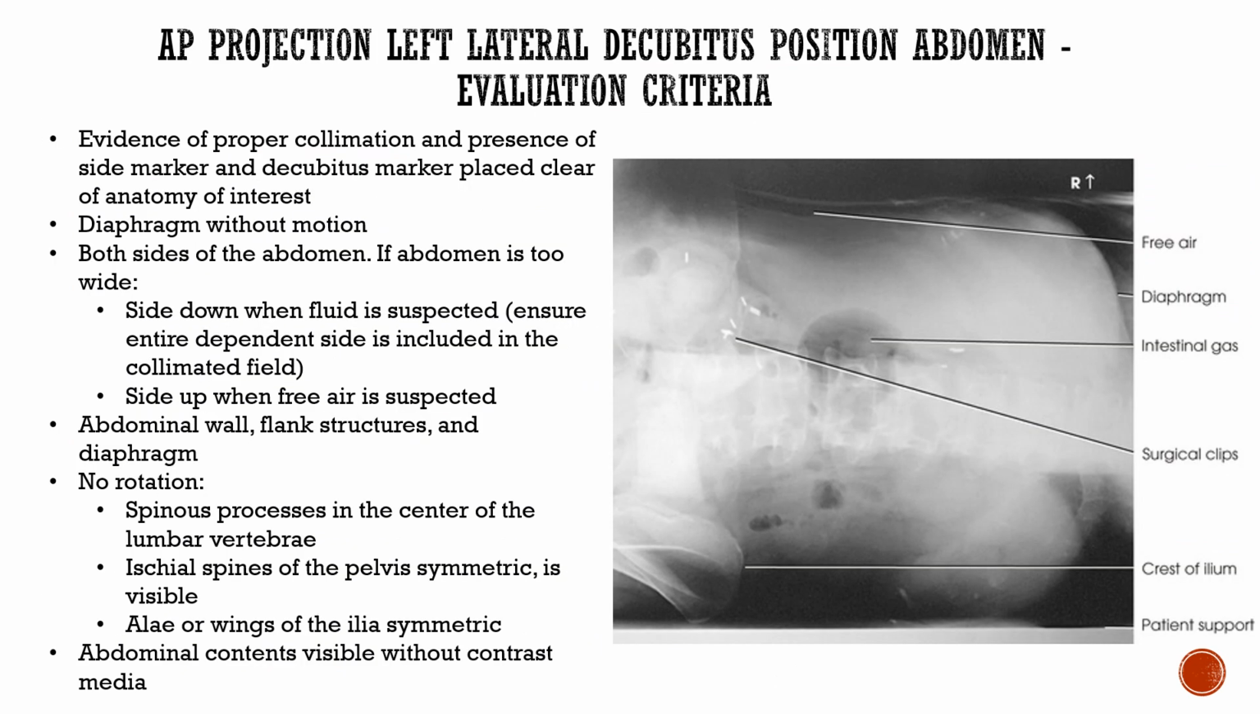And so here's an image showing free air in this patient. This is something that we're going to see over the liver. This is something that's not normal. That's a pneumoperitoneum. And so the purpose is to show air and/or fluid.